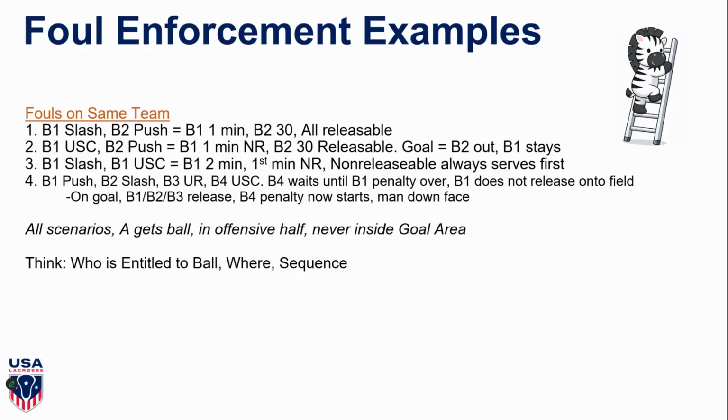So B1, B2, B3 are all releasable. They get to go. B4 starts. They score another goal within 10 seconds off the face-off. B4 sits until all that penalty time. In all these scenarios, A gets the ball because they're just on one team. They always go in the offensive half, and they can never, on the restart, go inside the goal area to start.